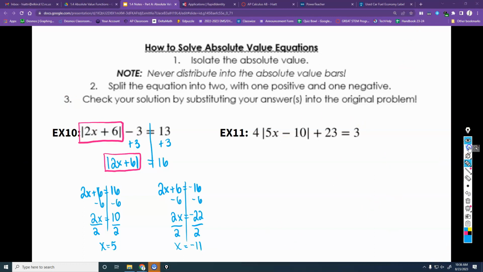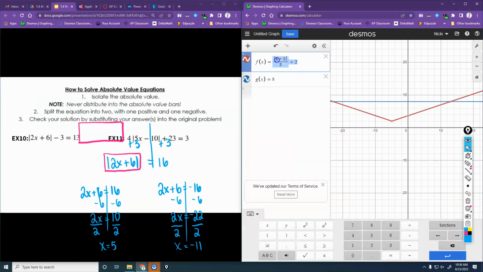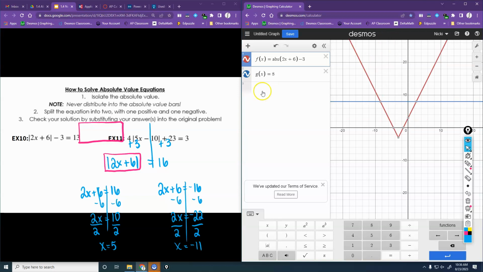Desmos is easier. If we go over to Desmos, one way that I could check this would just be to do the absolute value of 2x plus 6 minus 3, and then do 13 over here. And you can see I'm getting -11 and 5, right? So that's one way to check.